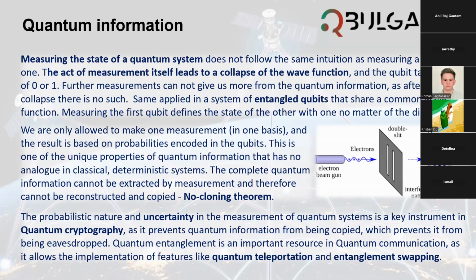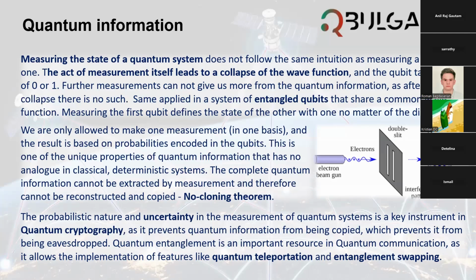Further measurements will not give us more information about the quantum state, because we lose the quantum information due to the collapse of the wave function. The same applies to entangled qubits. They share a common wave function and common coefficients, so measuring the first qubit defines the state of the other, no matter the distance.